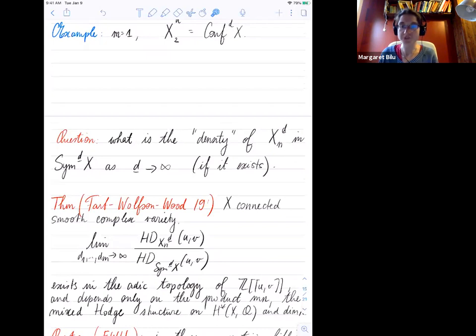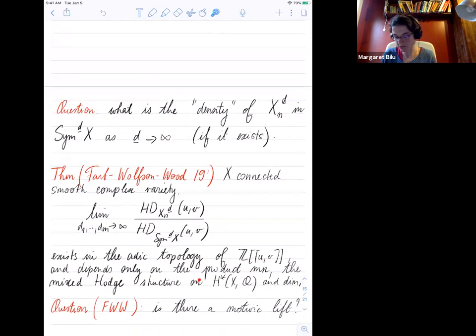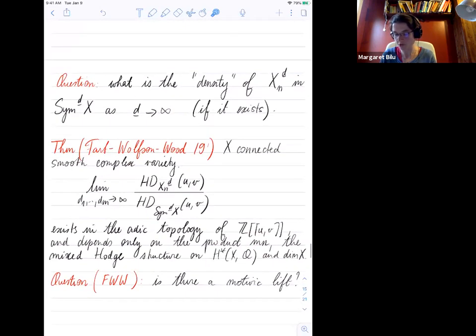This is a convergence result on Hodge-Deligne polynomials of a connected smooth complex variety. So here we have k equals C. They had the idea of interpreting this density as some kind of cohomological density, where we divide the Hodge-Deligne polynomial of X and D by the Hodge-Deligne polynomial of Sym D. And they proved that this limit exists in the adic topology of the ring where these Hodge-Deligne polynomials live, and that it depends only on a bunch of stuff, namely just the product MN, the mixed structure on the cohomology, and the dimension of X. So not a lot of things. In particular, again, we have a lot of coincidences.